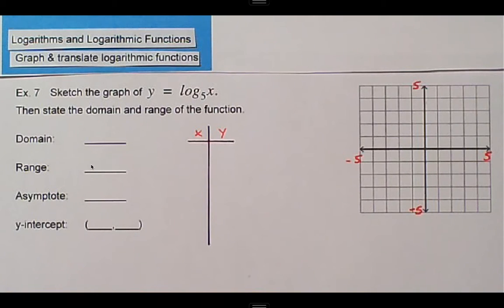We were talking about logarithms and logarithmic functions, and we want to graph and translate logarithmic functions. First one we have is sketch the graph of y equals log base 5 of x, then state the domain and range of the function.